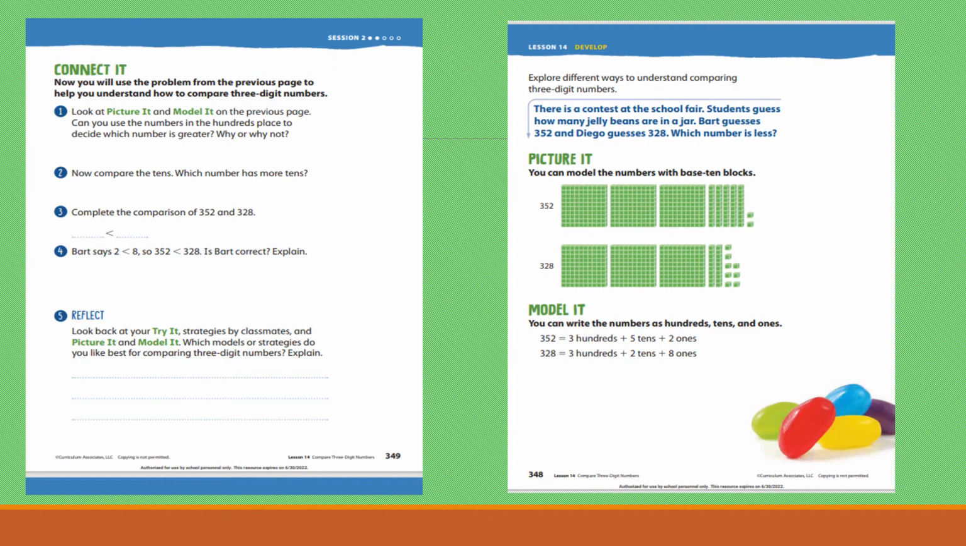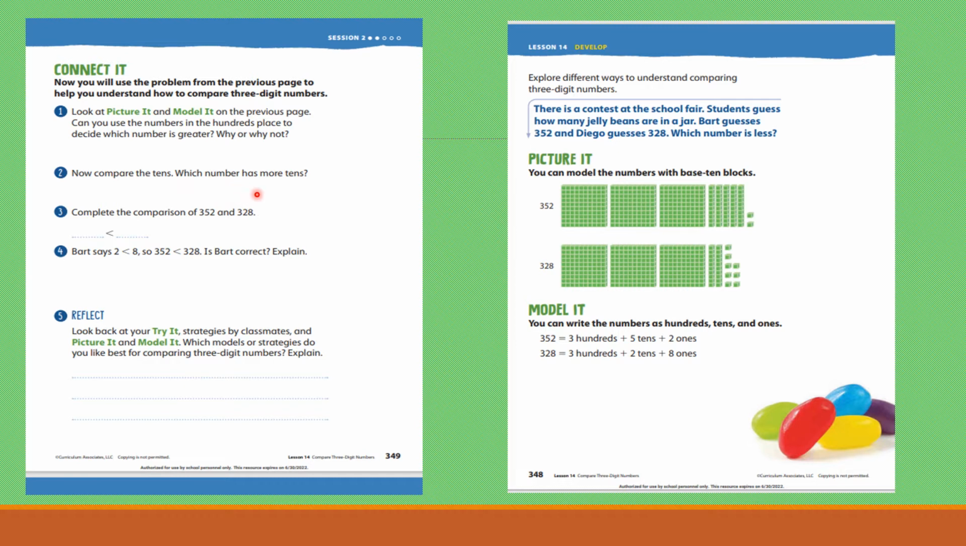All right, boys and girls, we're going to use the page that we just completed to help us complete this page. It says, now you will use the problems from the previous page over here to help you understand how to compare three-digit numbers. It says, look at, picture it, and model it. And can you use the numbers in the hundreds place to decide which number is greater? Well, I have 300 and 300. Can I use the numbers in the hundreds place to compare these two numbers? No, I cannot. Why is that? Because the hundreds are the same. Very good. It says now compare the tens place.